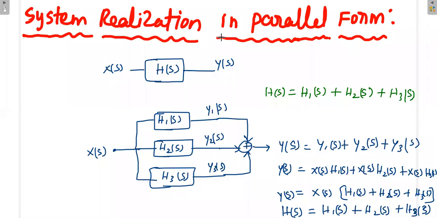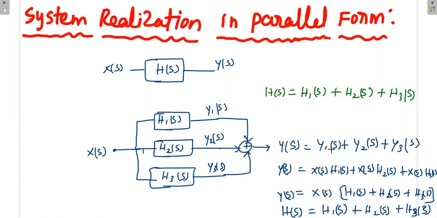So, system realization in parallel form. For a system H of s, X of s is the input, Y of s is the output. Suppose there are 3 systems connected in parallel like this, H1 of s, H2 of s, and H3 of s. For all the systems, the input is the same, X of s, but the output will be different because each system has a different transfer function. So the outputs are Y1 of s, Y2 of s, Y3 of s. Then all the outputs are added together, and we get the final output, Y of s equal to Y1 plus Y2 plus Y3.